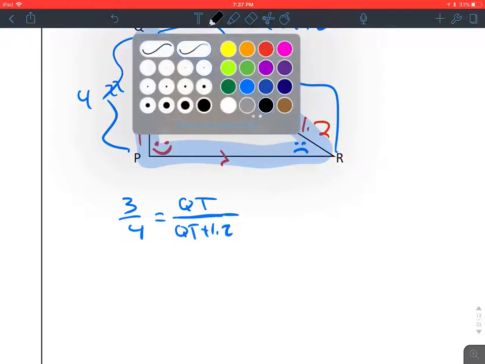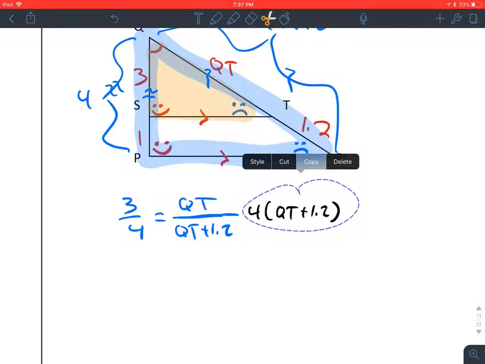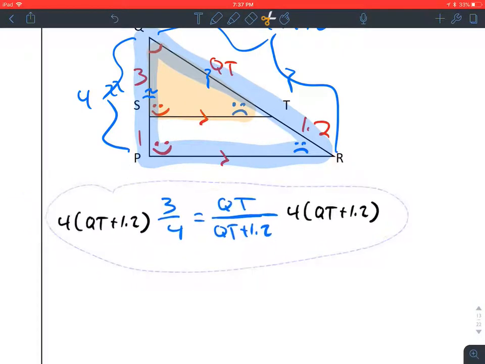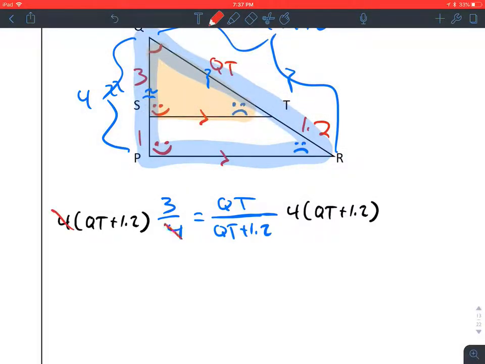Now if I want, I can't reduce either fraction, so I'm going to multiply both sides by the denominators. That's the multiplication property of equality. I can multiply both sides of an equation by anything I want as long as I do it to both sides. On the left, multiplying and dividing by 4 cancel. On the right, multiplying and dividing by the same thing cancels. On the left, I'm left with 3 times QT plus 1.2. On the right, I got 4 times QT.